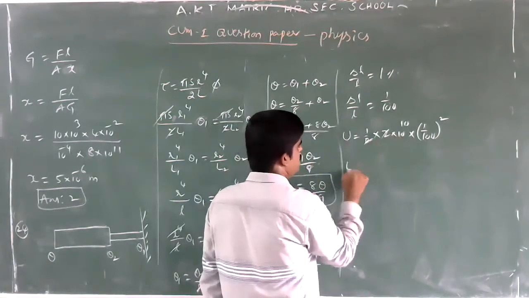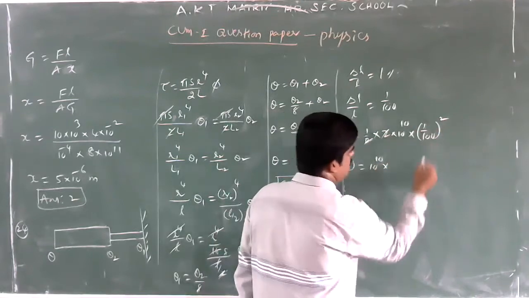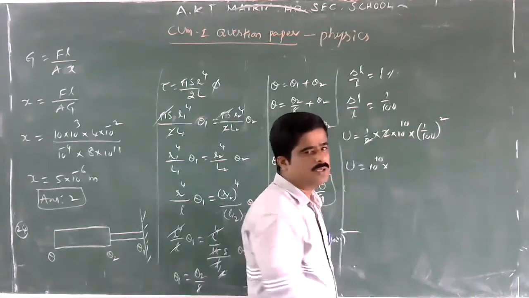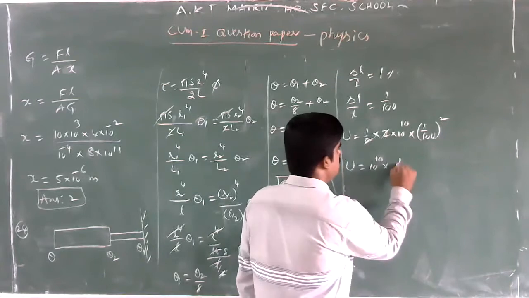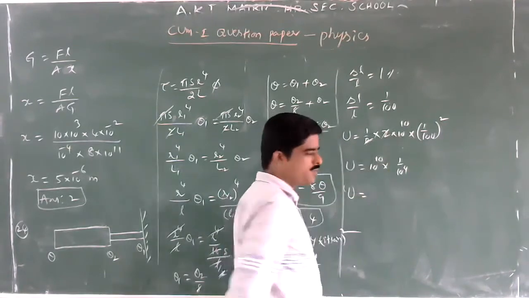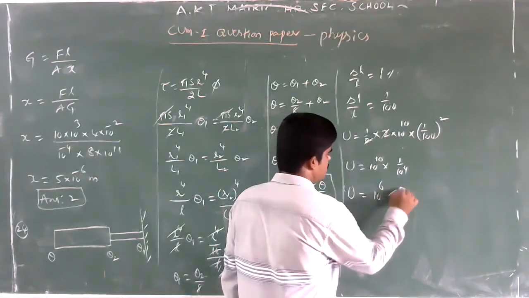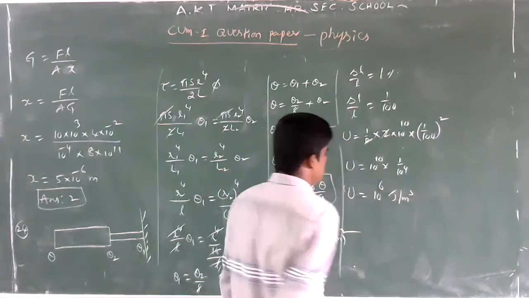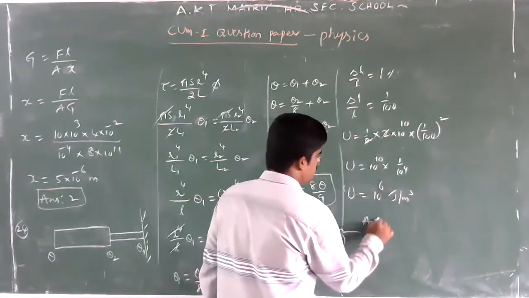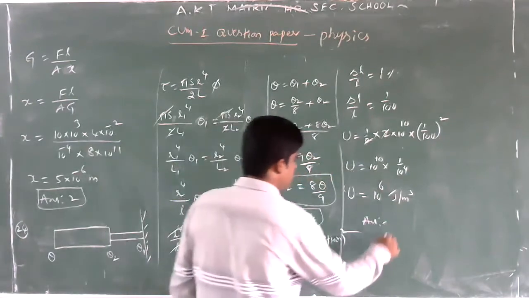Then the 2 will get cancelled. U is equal to 10 to the power of 10 into 1 by 100 squared. 100 is 10 square. 1 by 10 square, whole square, is 1 by 10 to the power of 4. U is equal to 10 to the power of 10 times 10 to the power of minus 4, so 10 minus 4, 6. 10 to the power of 6 joule per meter cube. So which option is correct for question number 25? The first option is correct.